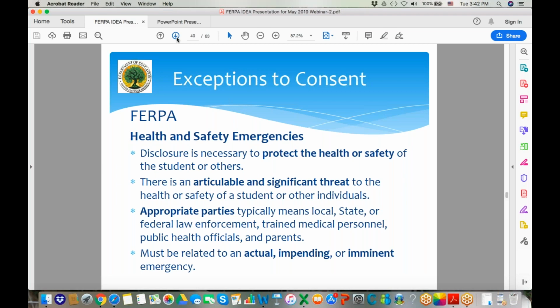Now, we can't mitigate them all, but we don't want FERPA to be a barrier to getting information to the right people to help avoid such a crisis or a catastrophe. So what the health and safety emergency allows is the disclosure of really any information from a student's education record that is necessary to protect the health and safety of other students. It really hinges on the fact that there has to be an articulable and significant threat.